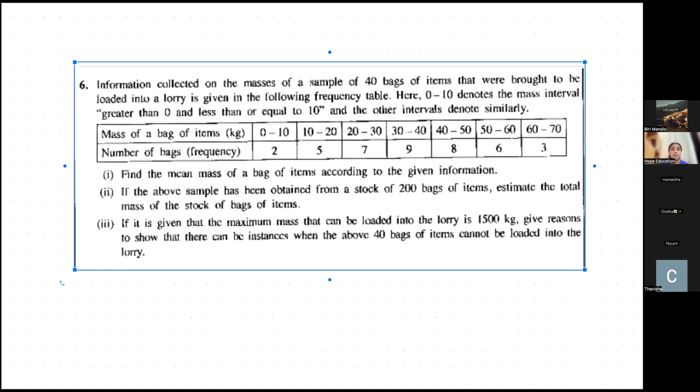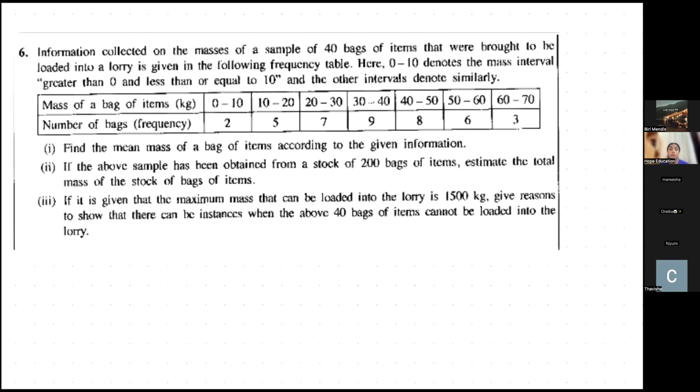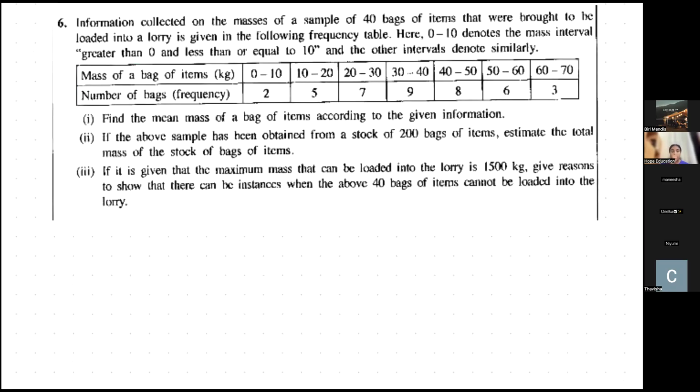Information collected on the masses of a sample of 40 bags of items that were brought to be loaded into a lorry is given in the following frequency table. Here, 0 to 10 denotes the mass interval greater than 0 and less than or equal to 10, and the other intervals denote similarly. So we need to first construct the table and find the mean mass, which is what we will do now.